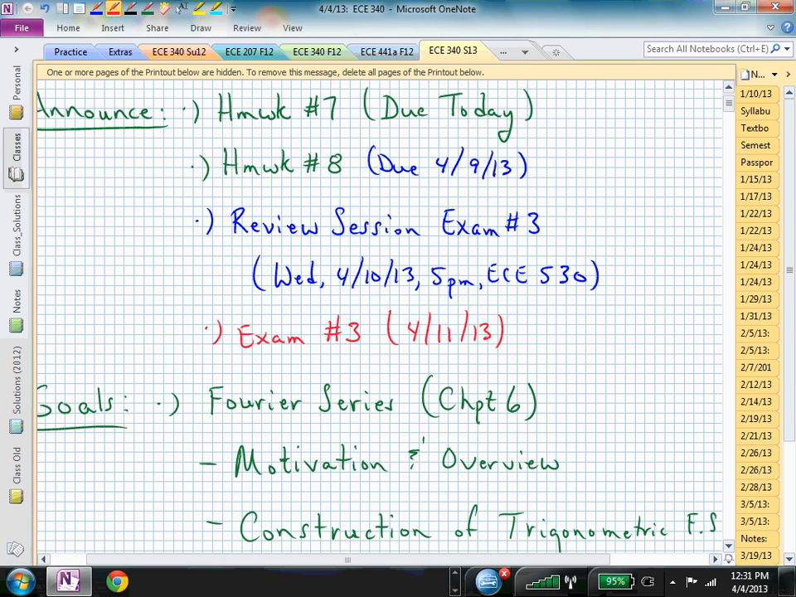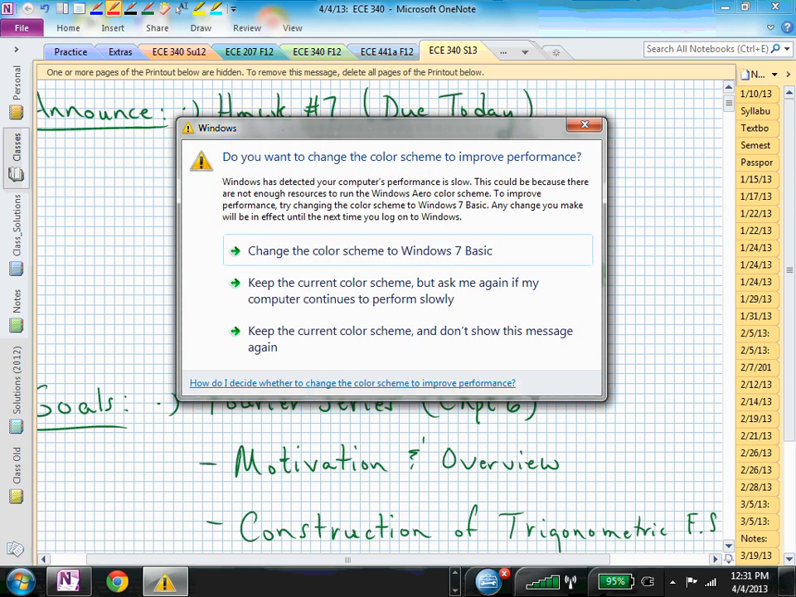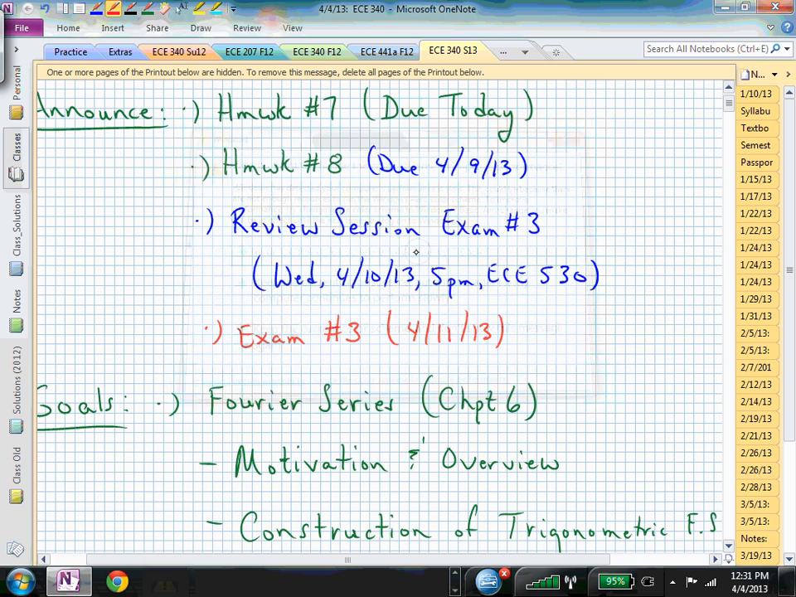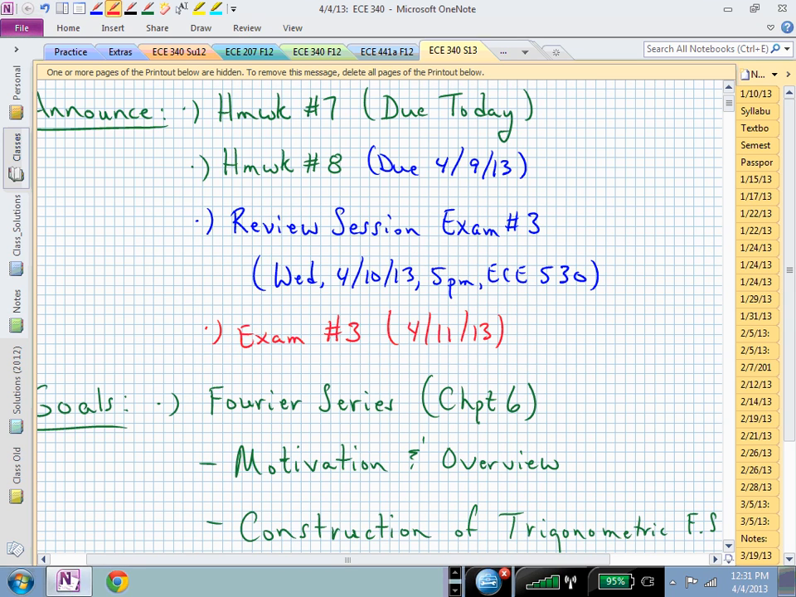We will have a review session. The ECE 530 room was open at that time on Wednesday at 5 o'clock. It wasn't on Tuesday. For that reason, we'll have it the night before the exam is scheduled. So the review session is next Wednesday at 5 o'clock, and I will try to record that, and the key word there is try. So we'll see how well that happens.